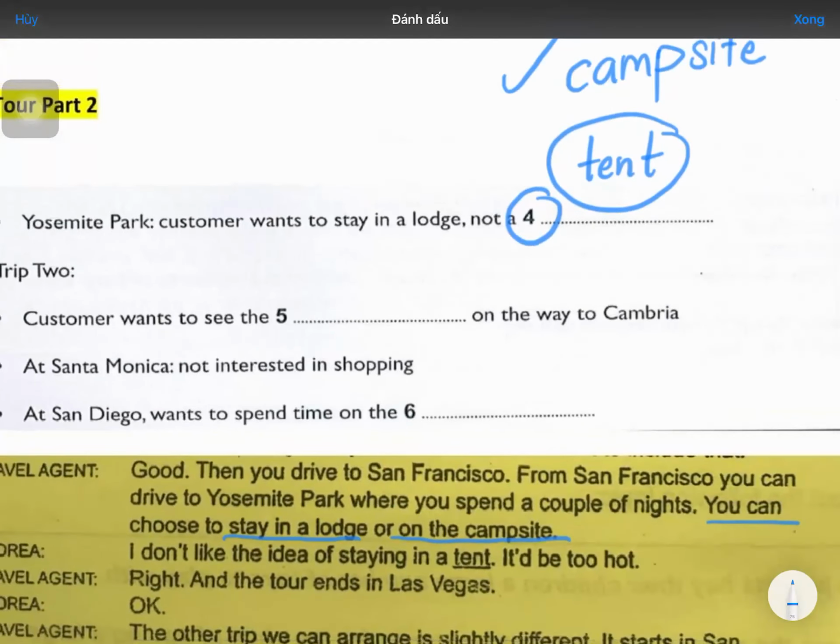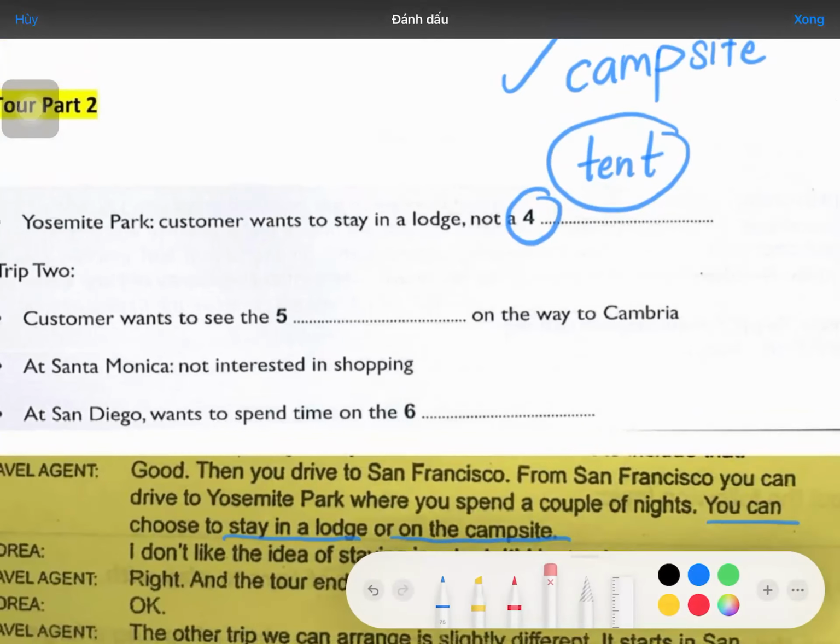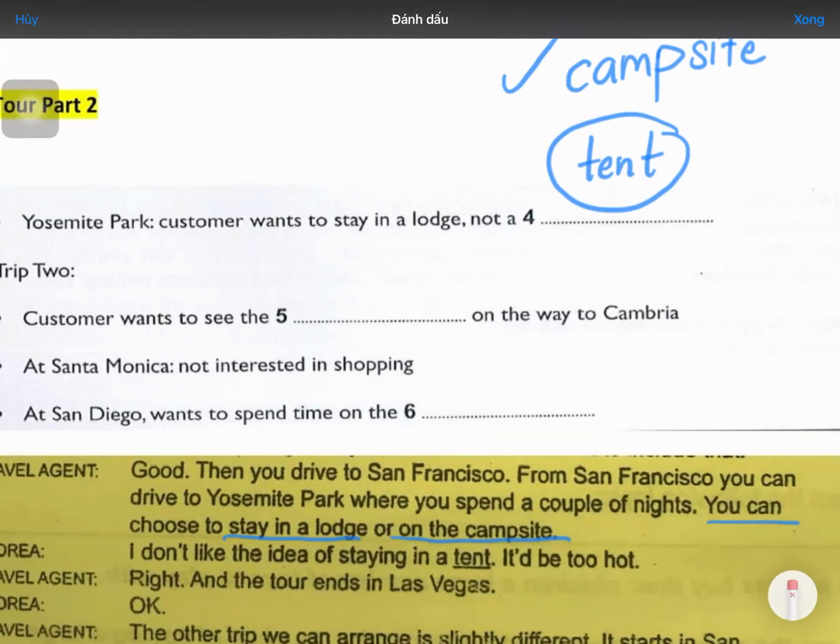Now, there's one thing that you should learn from number 4. When you wait for the answer that you want, pay attention to not only the words that go directly before the blank, but you need to pay attention to a very important thing, which is prepositions. Prepositions are words that show locations or relationships between nouns, like in, on, at, with, of, without. And so you see here, customer wants to stay in a lodge.